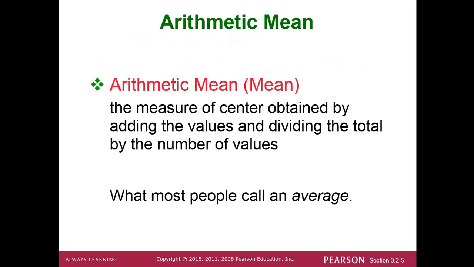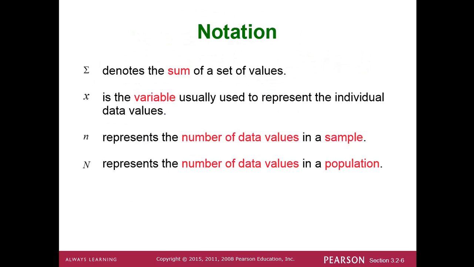The arithmetic mean is found by adding up all of your values and dividing by the total number of data, or what we call the average. The notation, however, might be new to you. First, you have sigma, which means sum. X is the variable used to represent the individual data. Lowercase n is used anytime we're talking about a sample, and uppercase N is used anytime we're talking about the number of data in the population.